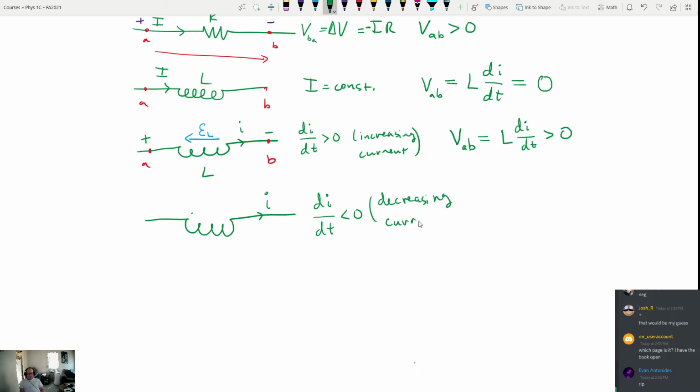I'm spending a little bit of time on this because I want to make sure that when you go home to do your homework, I'm certain that there are questions in your homework that are like this, and I want to make sure that you can actually answer them. They ask about which point is the higher potential and stuff.